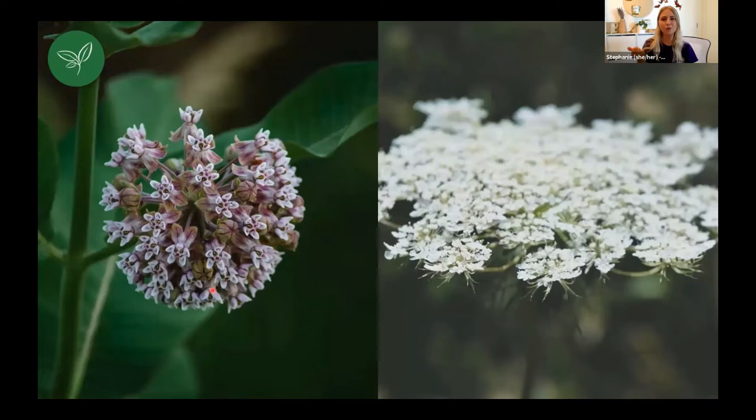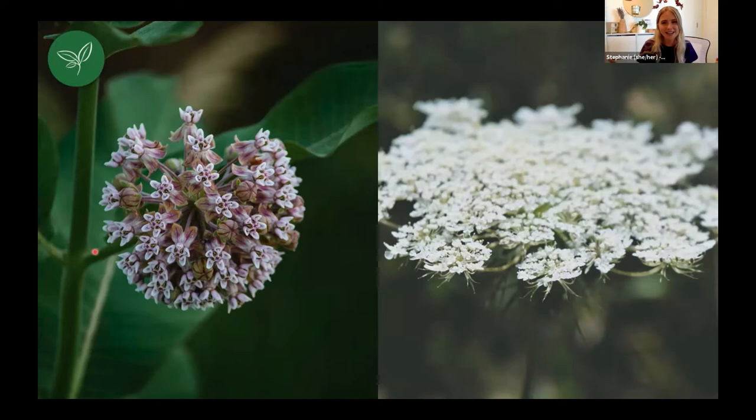Another great way, if you're looking for a specific kind of butterfly or a specific kind of family, is to find what the host plant of that butterfly is. A lot of butterflies depend on one or a couple different host plants. What this means is that without that host plant, the butterfly population would not be able to survive. For example, we have here the milkweed, my favorite wildflower.